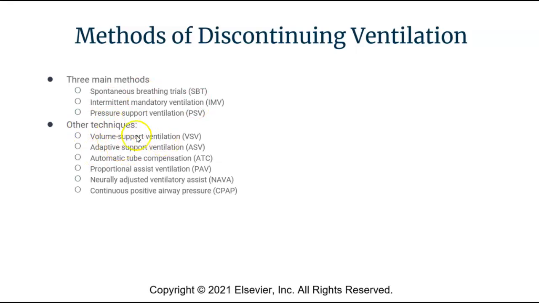There's also some alternate techniques. Again, these might be very site specific. Some sites use volume support ventilation, which is like pressure support, but the patient triggers the breath, and they're still getting guaranteed volume. Adaptive support, automatic tube compensation, proportional assist ventilation, all of those are adjustable support ventilation that help meet patient demand.